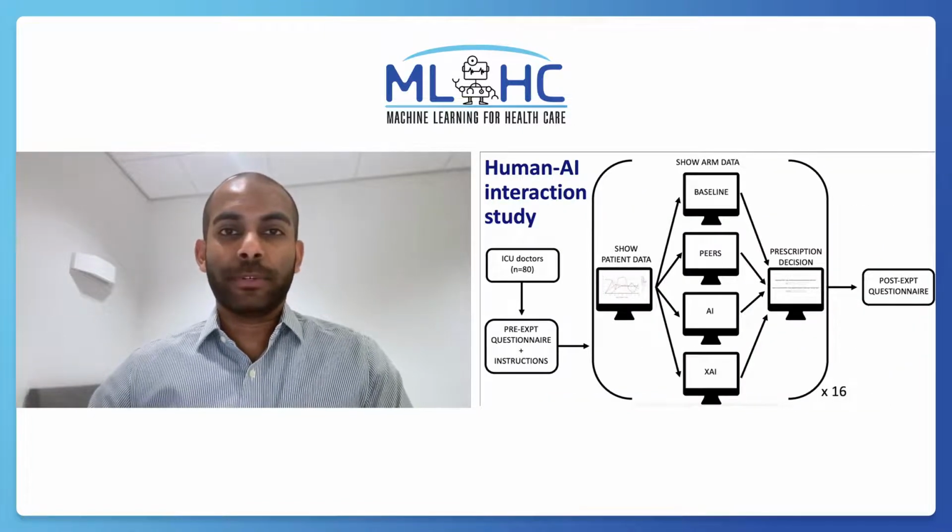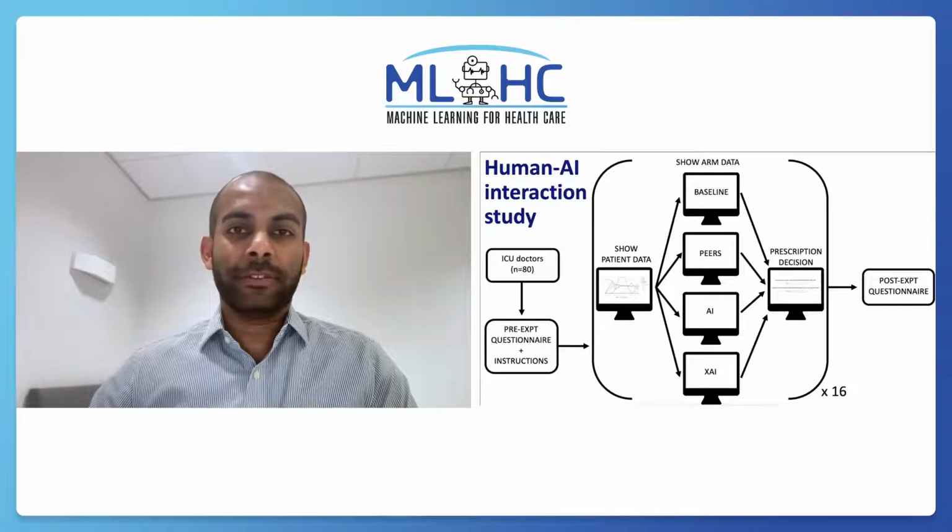We therefore conducted a between subjects human-AI interaction study with 80 intensive care doctors, each undergoing 16 trials. Within each trial, they were shown data from a real patient with sepsis and asked for a prescription decision for fluid and for vasopressor. They were further shown additional information depending on which arm they were grouped into for that trial. Baseline was our control condition, where they were shown no additional information.